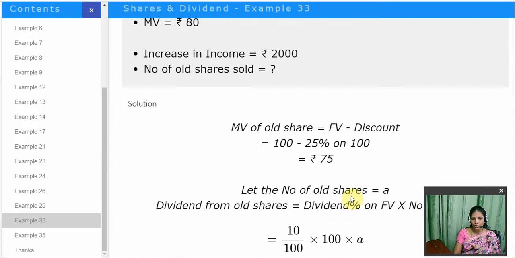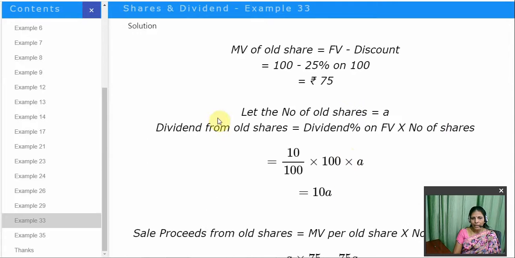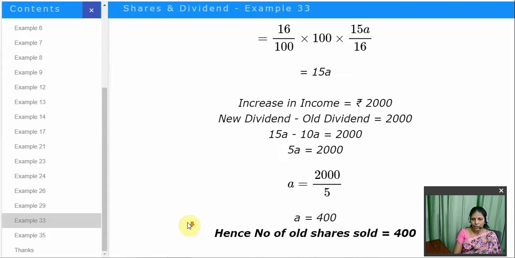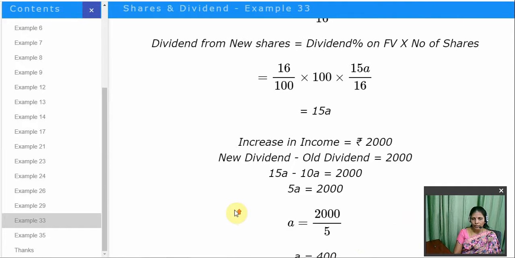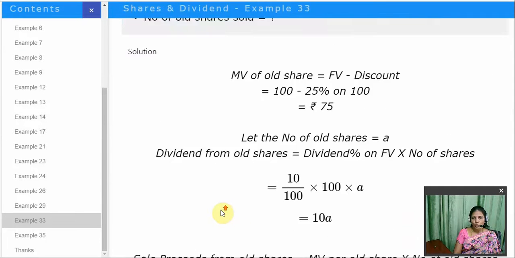Now we will go to the top. Let the number of old shares be A. We have assumed the number of old shares as A, and here we found A is equal to 400. That is the number of old shares he sold, equal to 400. So earlier he invested and bought 400 shares. I hope you understood this.